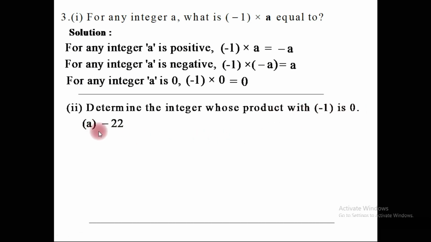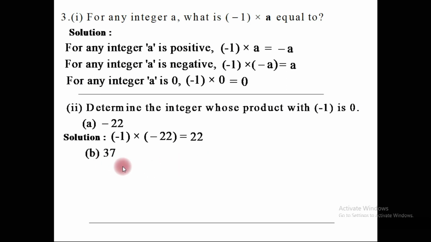Sub number A. The given integer is minus 22. Now, taking the product of the given integer minus 22 and minus 1. Minus and minus multiply becomes plus. 22 into 1 is 22. Plus 22.